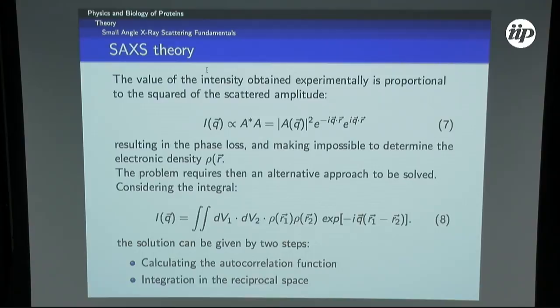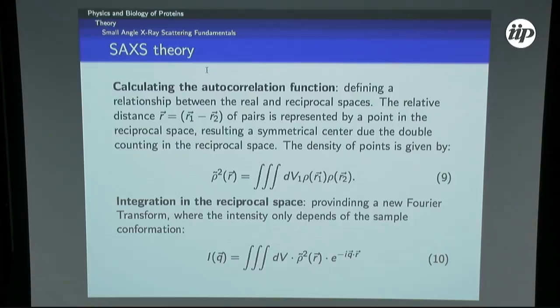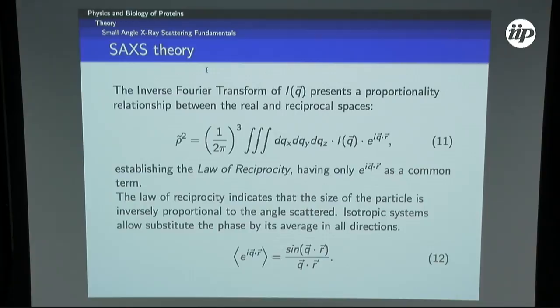one solution in two steps that consists in calculating the autocorrelation function and integration in the reciprocal space. In the first part, you can use the relative distance, this R, and get the density of points given by this expression. And the integration in the reciprocal space gives us a new Fourier transform where the intensity will depend only on the conformation of the sample, where you can calculate the inverse Fourier transform and obtain a relationship between the real and the reciprocal space.